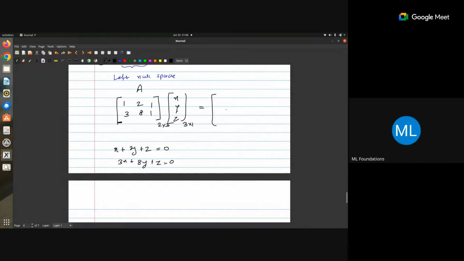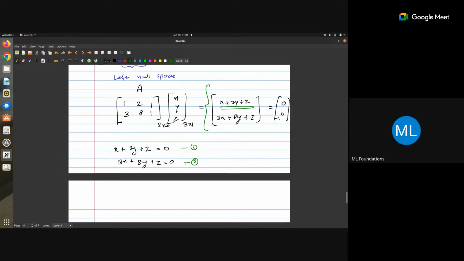Can you tell me what these rows are? x plus 2y plus z, and 3x plus 8y plus z. And if I say this is equal to 0, 0, what is it representing? By analogy, I am getting these two equations. Correct. So if I wanted to represent these two lines, what should I do?